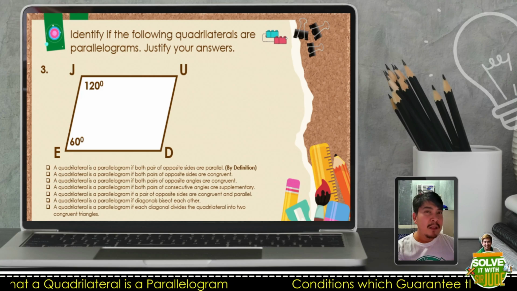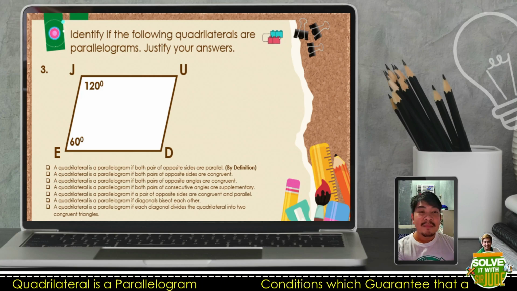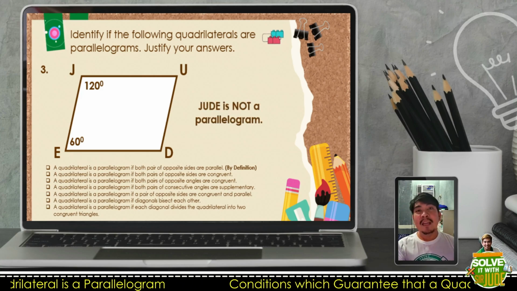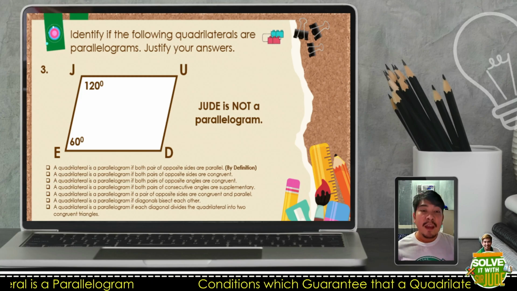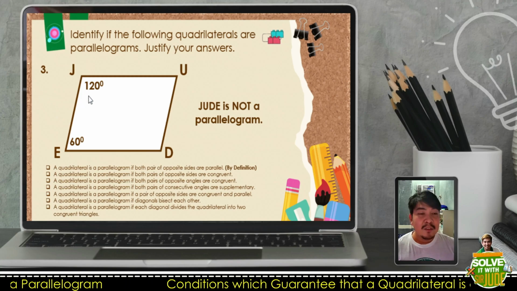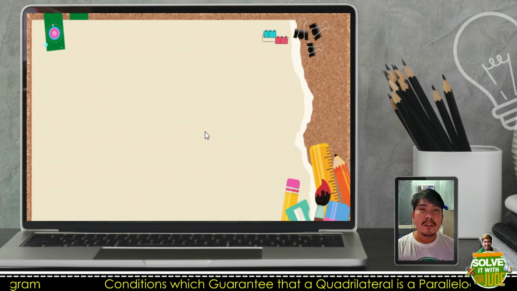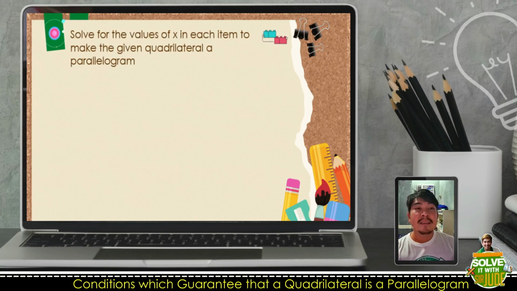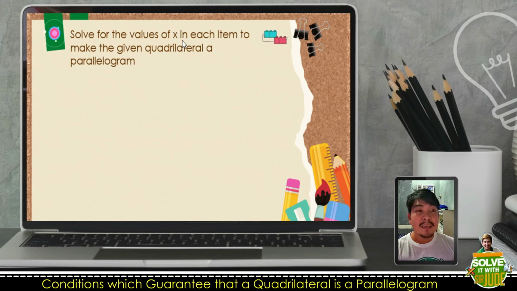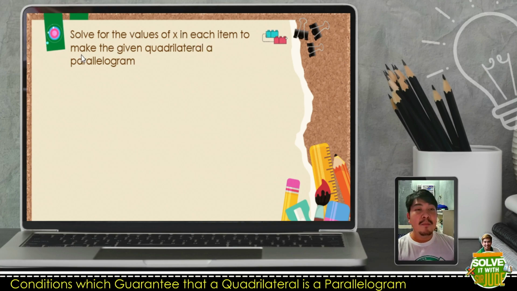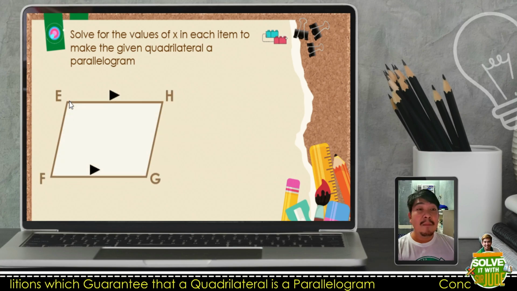Is it a parallelogram or not? So this is not a parallelogram because the given is insufficient. Kulang ng information. So we can also use it in solving. So let us solve for the values of x in each item to make the given quadrilateral a parallelogram.